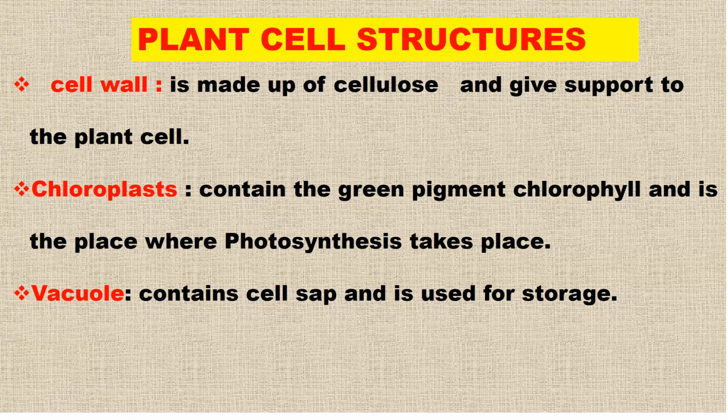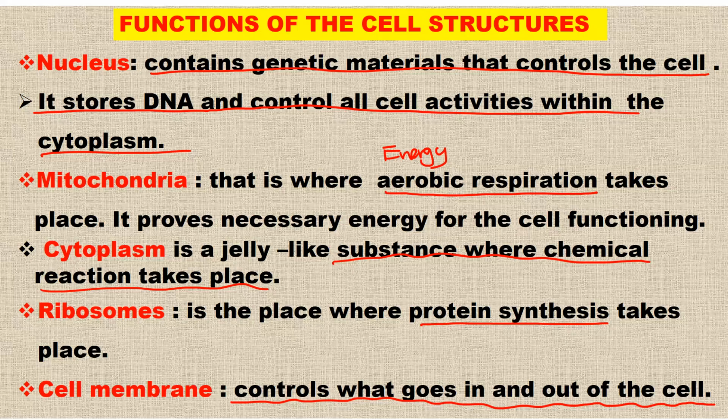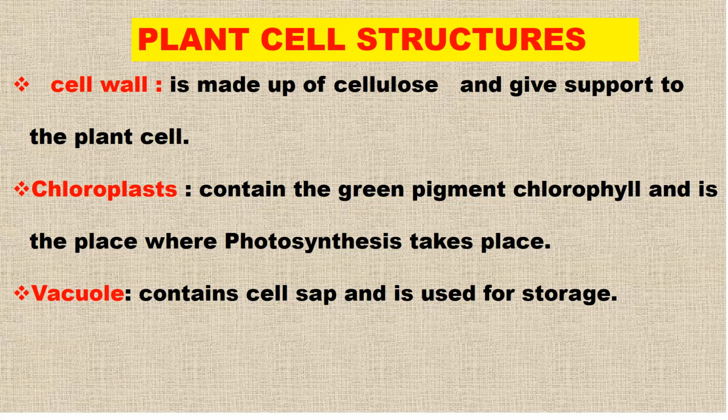Anyway, we continue. Let us look at plant cells. Those that we've looked at, by the way, are found in both plant and animal cells. So sometimes you find the question, which parts are found in both plant and animal cells? These parts that are listed here are found in both plant and animal cells. Now, when we say let us look at the plant cell structures, these are specifically found in the plant cell. So you're not going to find the cell wall in the animal cell, no chloroplast, no vacuole.